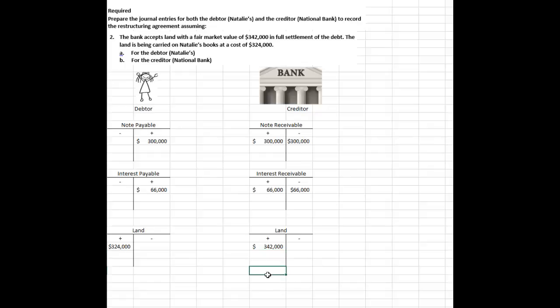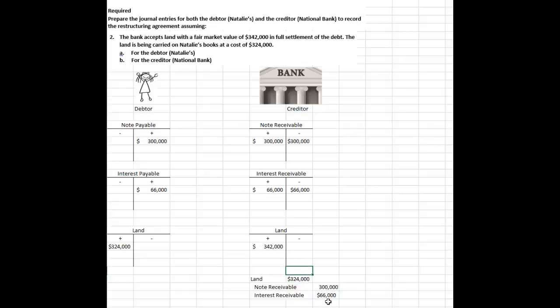So if we look at what just happened here, we debit this land, we're the creditor now, for 324. We debit the note receivable for the 300, and we credit interest receivable for the 66,000. But that wasn't enough, right? We were owed 366. We only got something worth 324, and so that to us seems like we got the raw end of the deal. I mean, we're going to recover some of our losses by reselling the land, but we gave up value of the loan in exchange for something that we could grab onto and make sure we get.